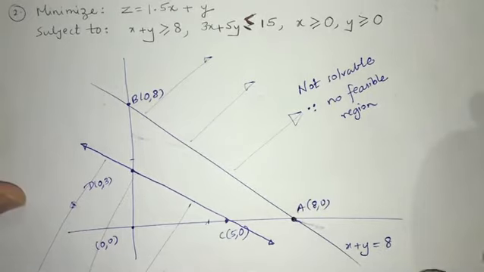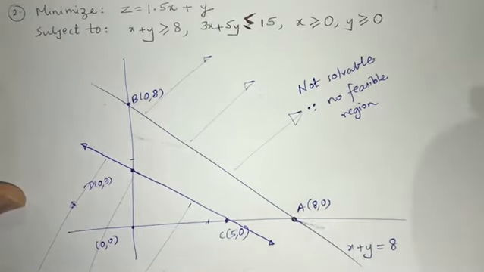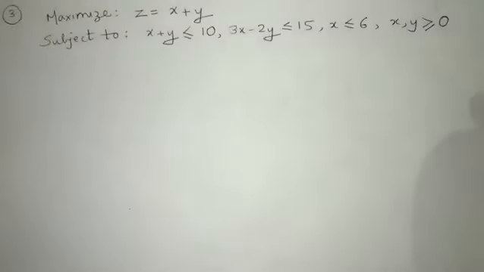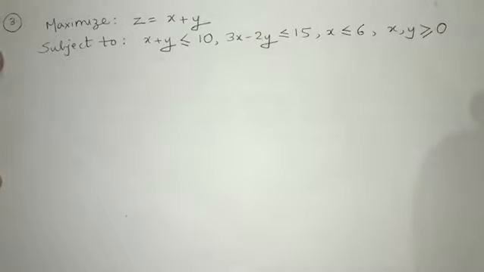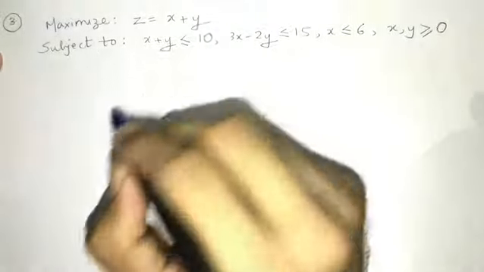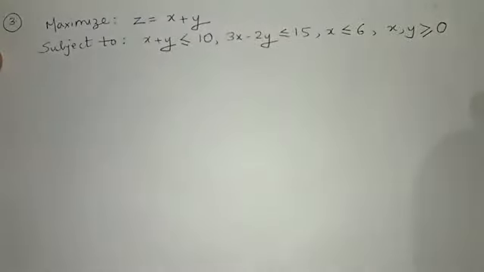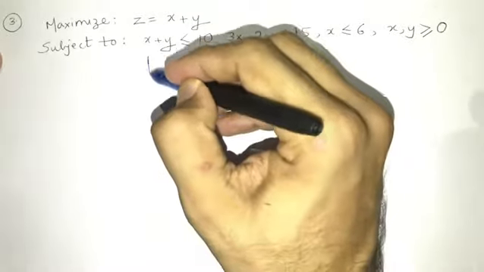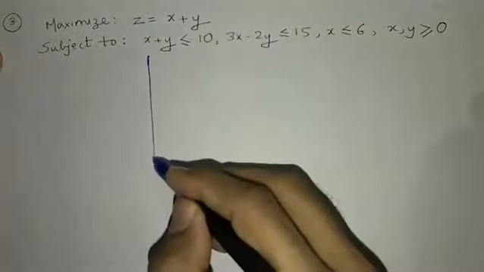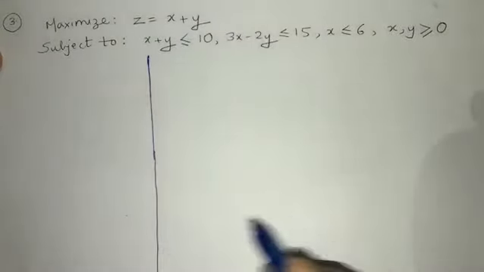Okay, this problem was very easy. We are moving to the next example. The next example is maximize z equal to x plus y subject to the conditions: x plus y less than or equal to 10, x less than or equal to 6. So we are going to plot the graph.